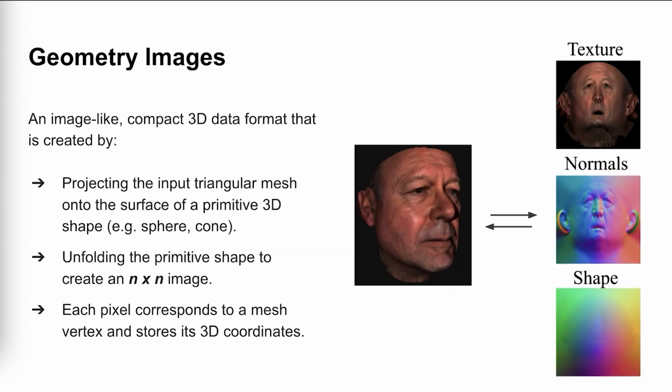A geometry image is an image-like format that is created by projecting the target mesh onto a primitive 3D shape and unfolding it to create an n-by-n image. This process creates a bidirectional mapping between the pixel coordinates and 3D coordinates of the shape.